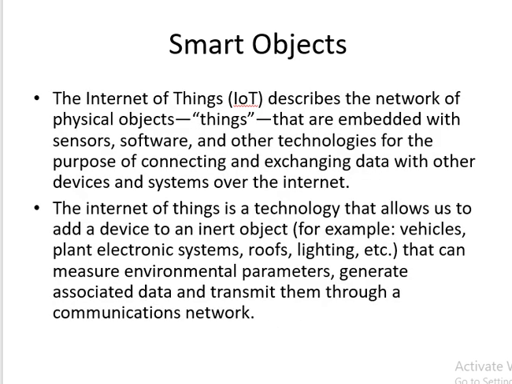In addition, the Internet of Things describes the network of physical objects, things that are embedded with sensors, software and other technologies for the purpose of connecting and exchanging data with other devices and systems over the Internet. The Internet of Things is a technology that allows us to add a device to an inert object, for example, vehicles, plant electronic systems, roofs, lighting, etc., that can measure environmental parameters, generate associated data, and transmit them through a communication network.